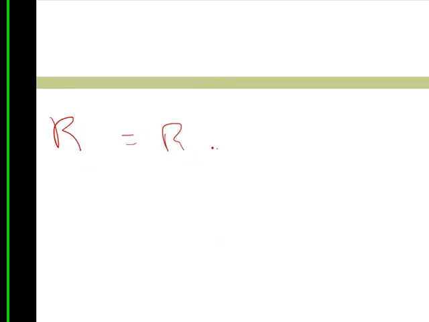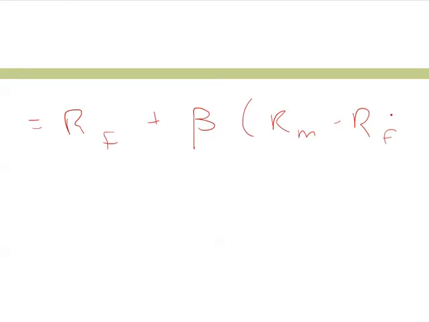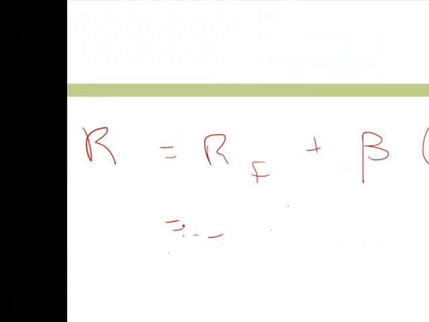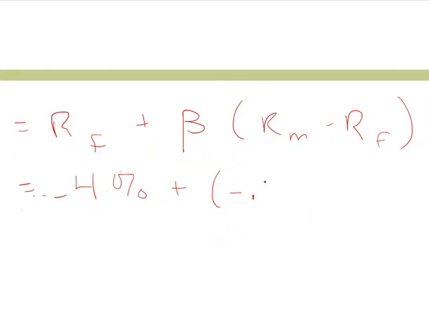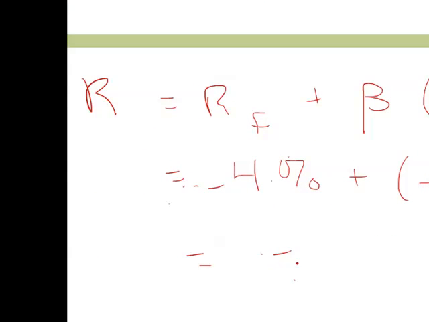The capital asset pricing model states that required return is equal to the risk-free rate plus beta times the return on the market minus the risk-free rate. Well, in this case, we're given that we've got a risk-free rate of 4%, we have a beta of negative 0.3, and we have a market risk premium of 6%. Plugging those numbers into a calculator, we get an answer of 2.2%.